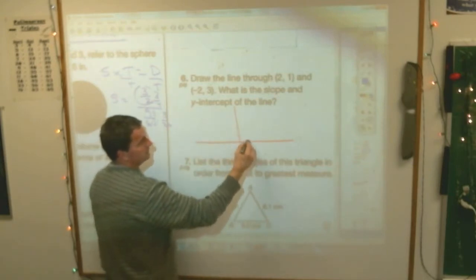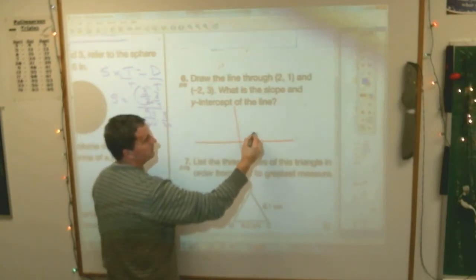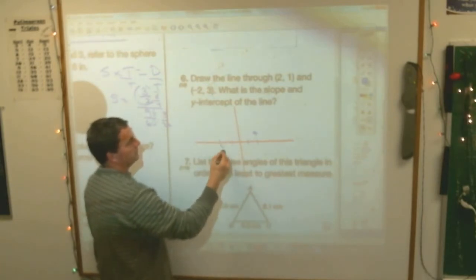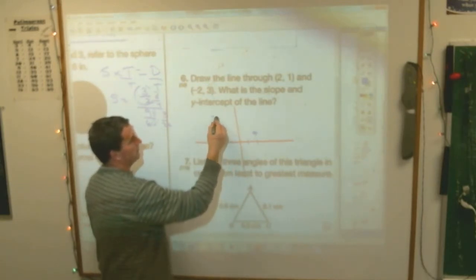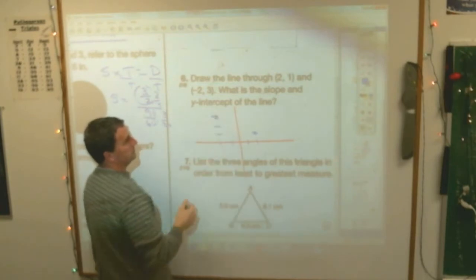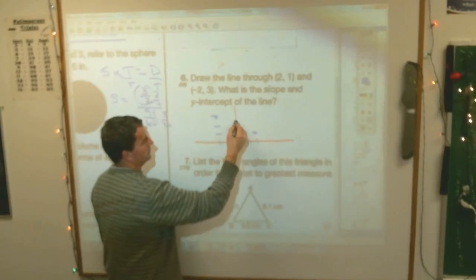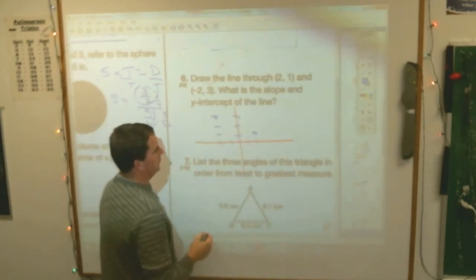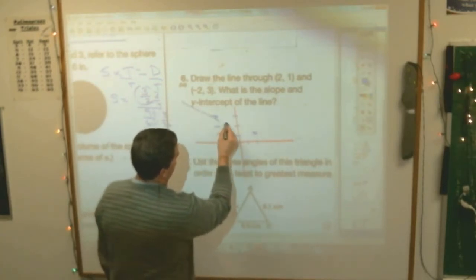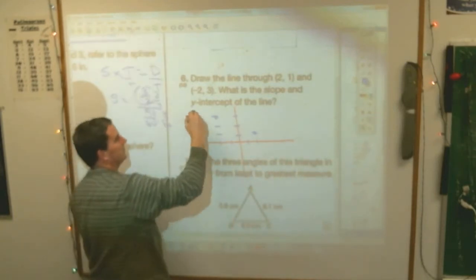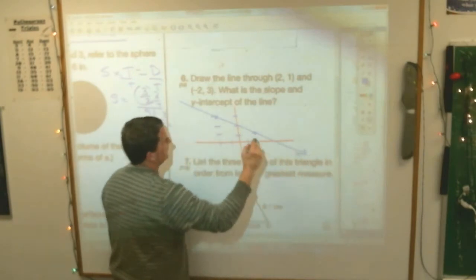2, 1, and negative 2, 3. Got a little crazy there. Okay, I can put my little hash marks here. I am going to figure out that if my line goes through here, that was not a very good line. Oh, that was so much better.